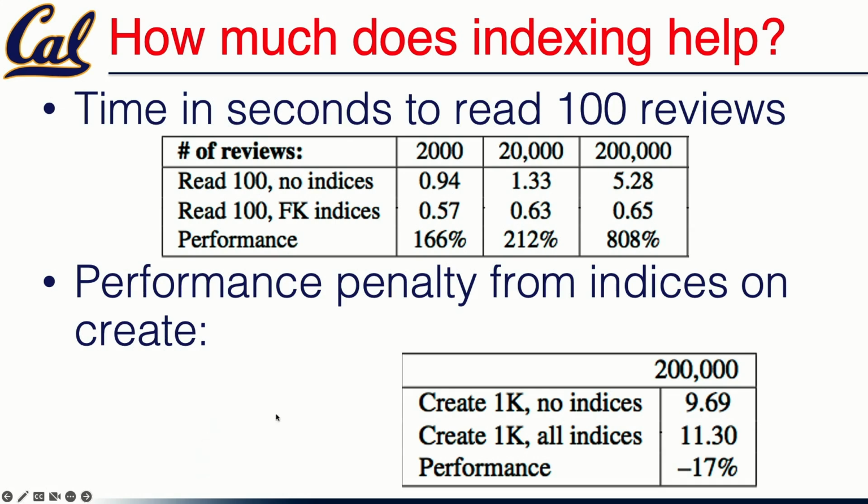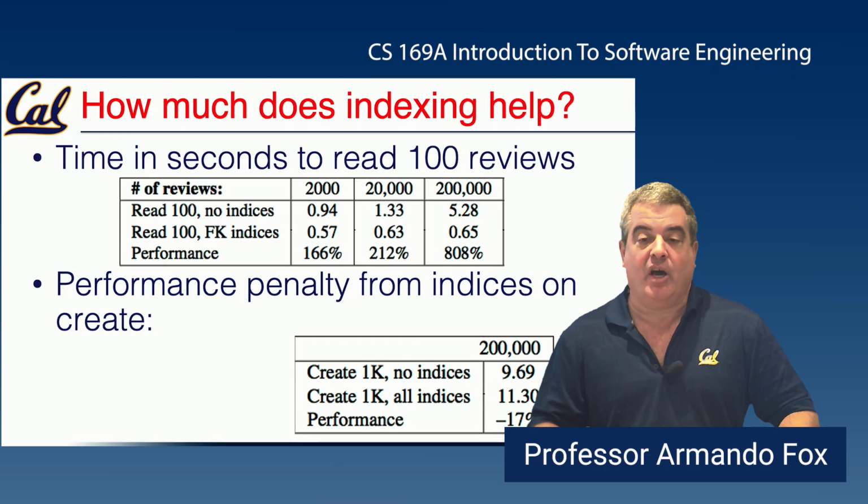Again, on our micro benchmark, we created an index on every single column in the reviews table, and the cost to create 1,000 entries with no indices versus with every column indexed was about 17% worse. If we index every single column, which is usually more than you need, right? So the bottom line is that just like in caching, err on the side of expiring too early. With indices, it's probably initially better to err on the side of over-indexing than under-indexing.